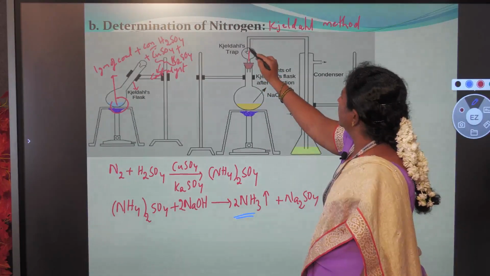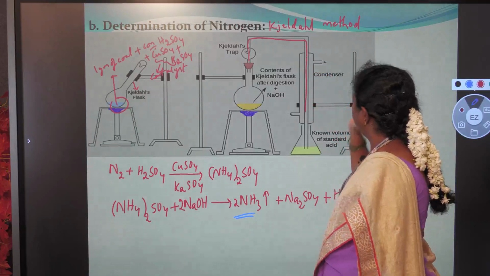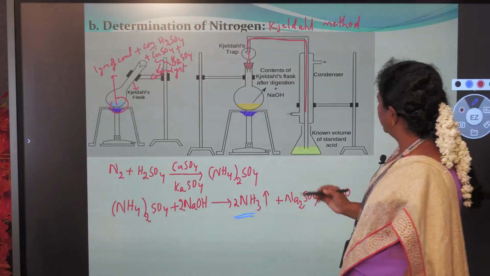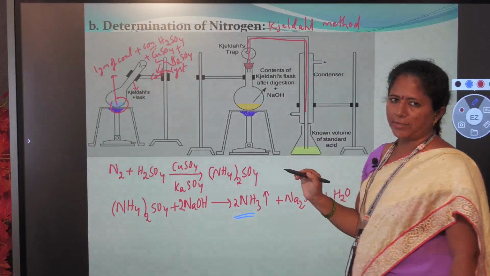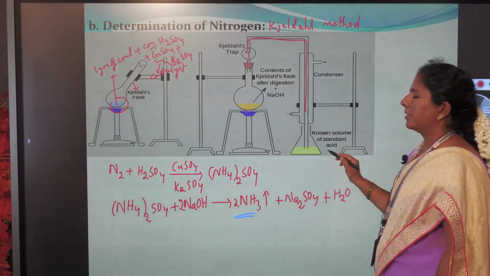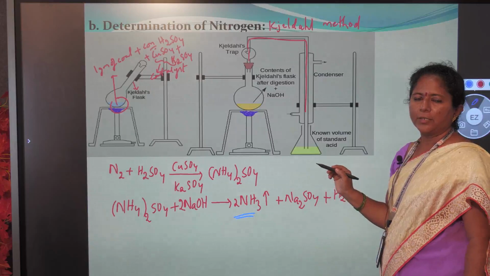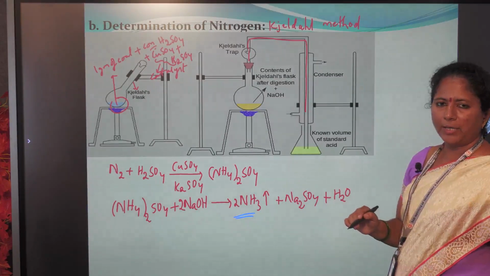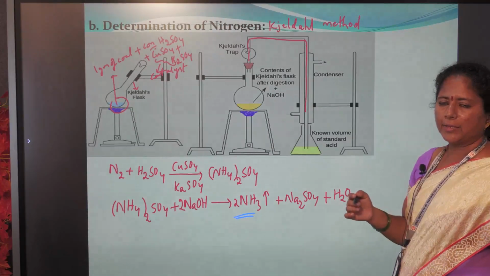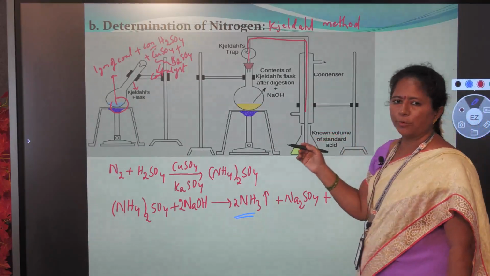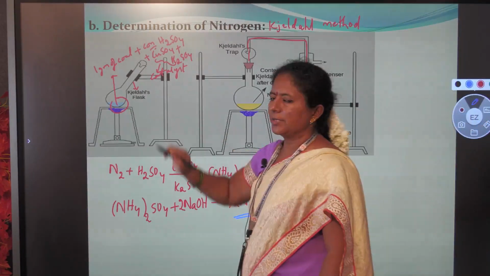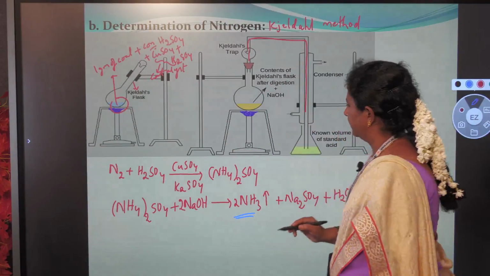So now this liberated ammonia will be distilled into a standard acid. Now the amount of unused acid is determined by titrating with standard sodium hydroxide. From this we will be determining the amount of acid that is used for neutralizing ammonia, from which we will be determining the amount of nitrogen present in the coal sample.